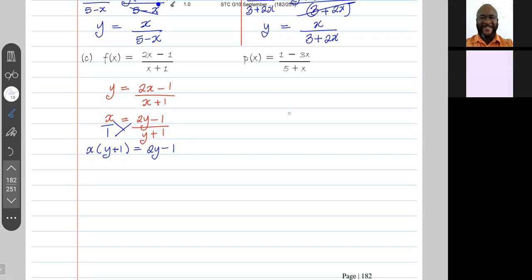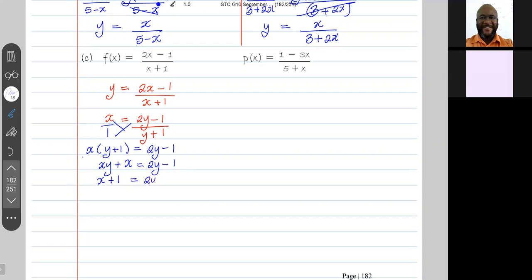Again, I'm going to remove the brackets by applying distributive law. So x times y is xy. X times 1 is x. And this is equal to 2y minus 1. I need everything that has y in it on one side and everything that doesn't have y in it on the other side. So I'm going to keep my x on the left. So I have x plus 1. Negative 1 on the right goes over to the left and becomes positive.